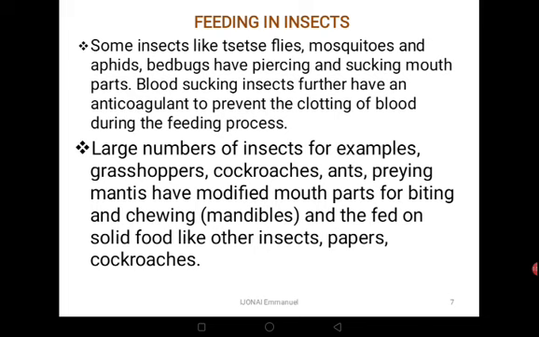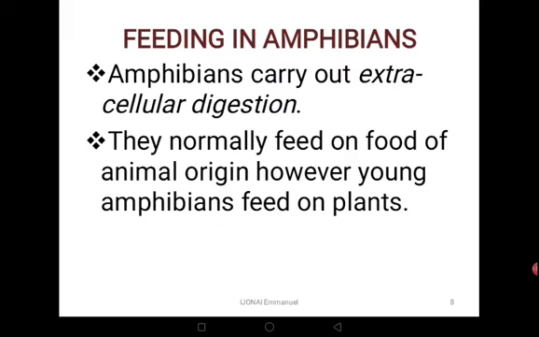Foods. Okay, so let's proceed. I want you to summarize different methods of feeding in insects, and then you add to the other two assignments, and then you send me.